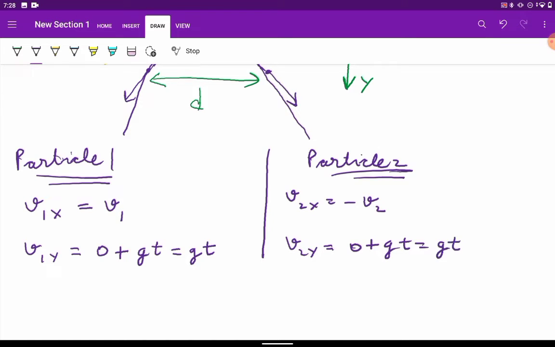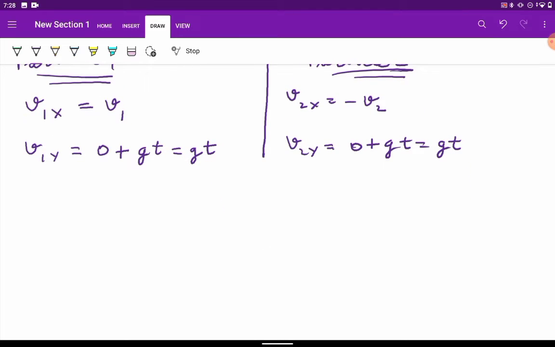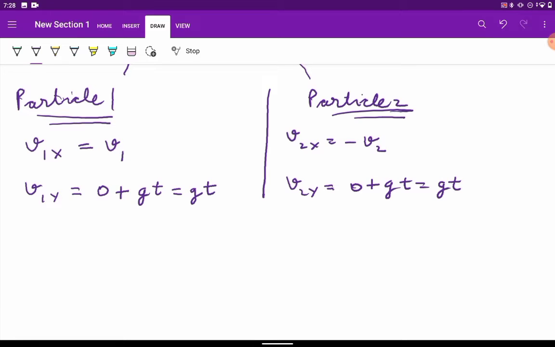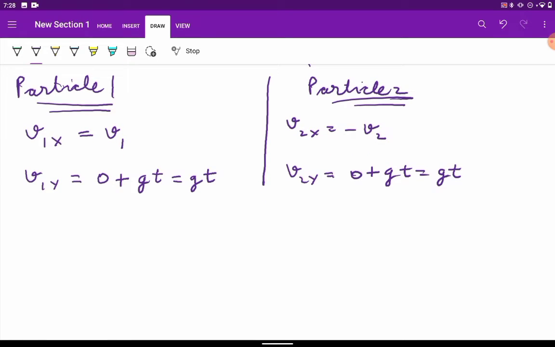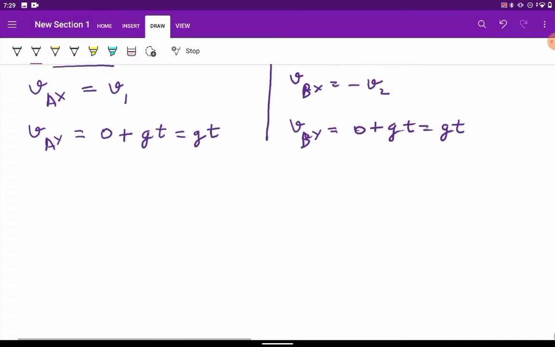Okay, now to find out when the velocities will be perpendicular to each other, we need to write them in terms of vectors. So that there is no issue with the notations, we'll change particle 1 to particle A and particle 2 to particle B. So this will become vAx, vAy, vBx and vBy, so that there is no confusion between notations.